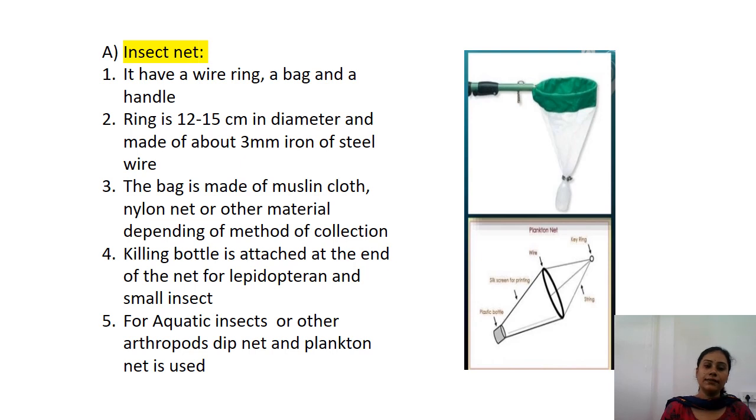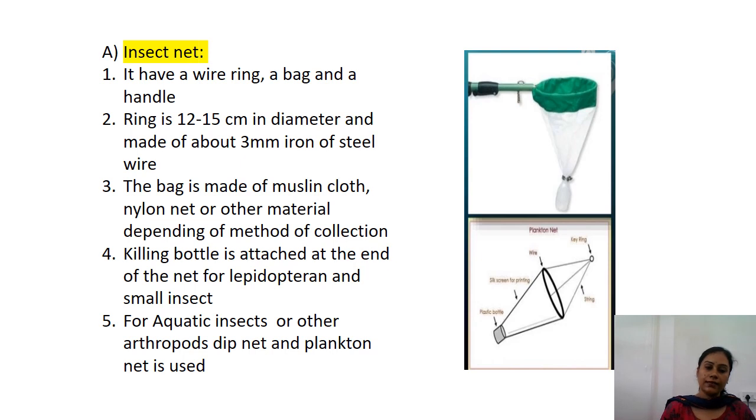Number one is insect net. An insect net has a wire ring, a bag and a handle. The ring is 12 to 15 centimeters in diameter and made of about 3 mm iron or steel wire. The bag is made of muslin cloth, nylon net or other material depending on the collection method.